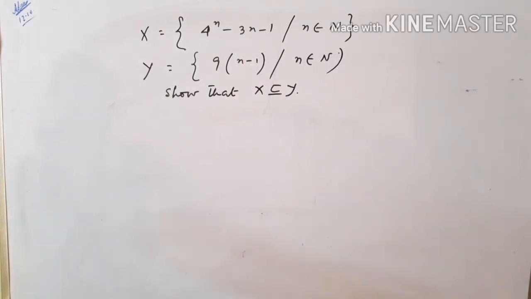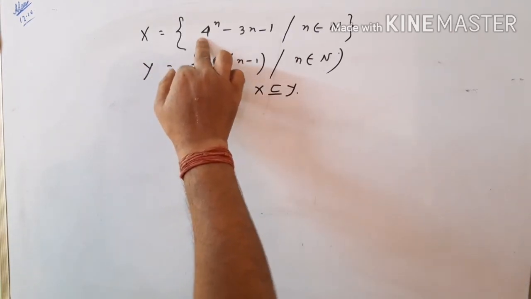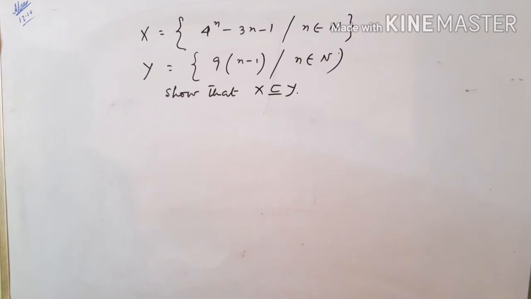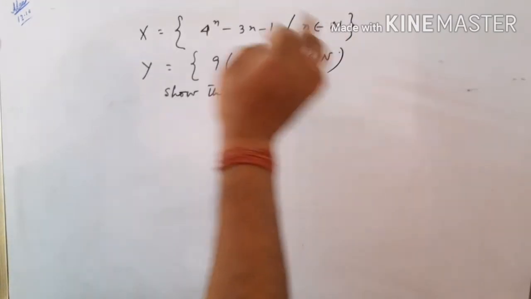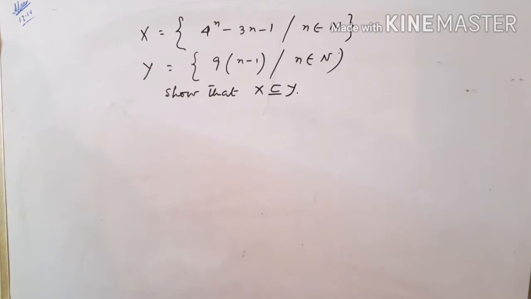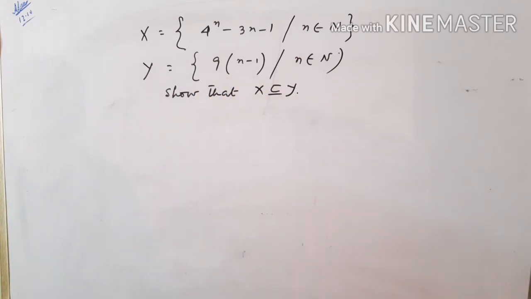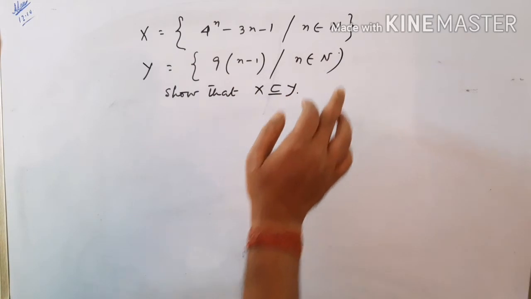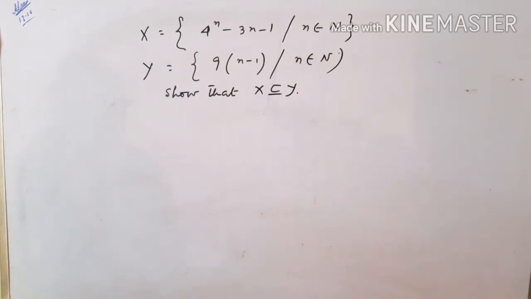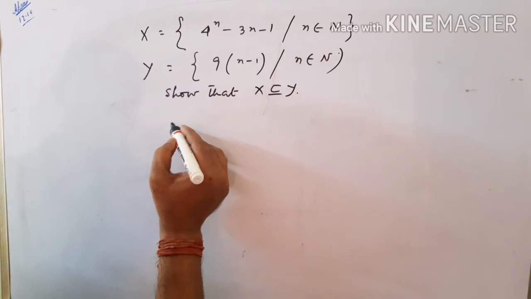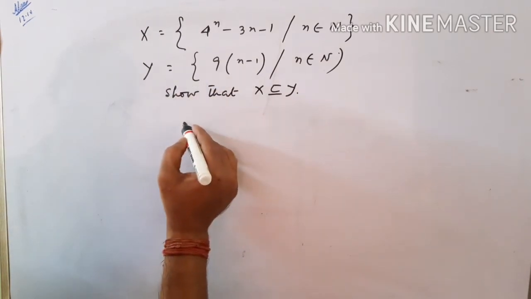Here in this question, we can see that X is the set whose elements are of the form 4 to the power n minus 3n minus 1, where n belongs to the set of natural numbers. And Y is a set whose elements are of the form 9 into n minus 1, where n belongs to the set of natural numbers. And here we have to show that X is a subset of Y. Now let's see what are the elements of the set X.